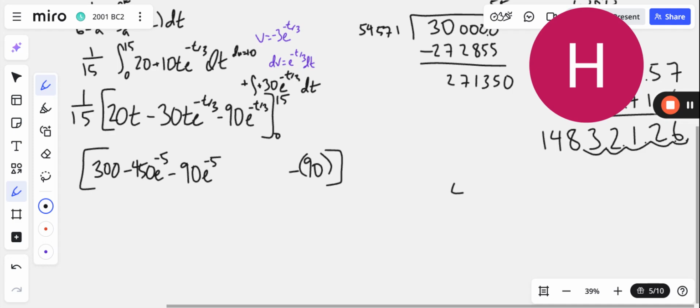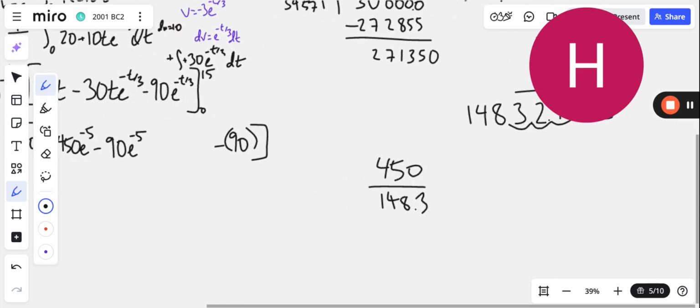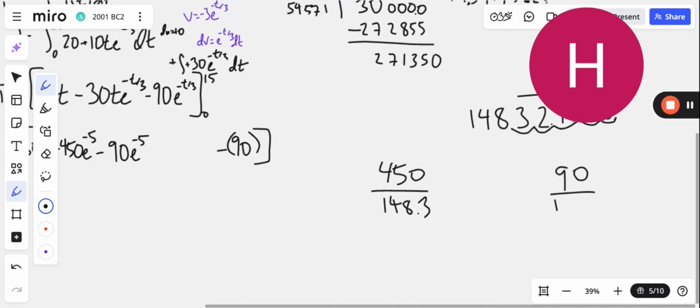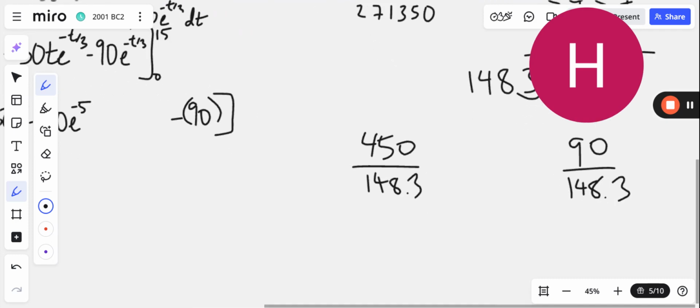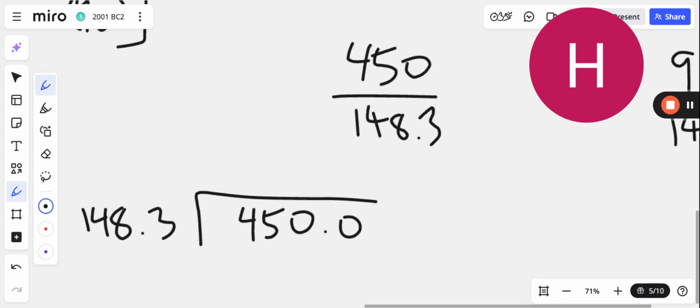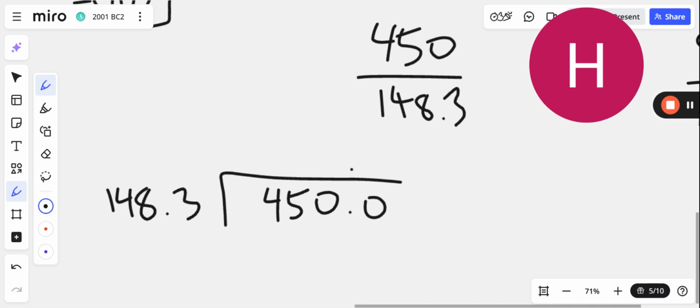So we're going to have 450 over 148.32. And we're also going to have 90 over that. But 90 over that is just whatever I get divided by 5. So that's pretty easy to do. So let's figure out what this is. 450 divided by 148.3. Okay, we can do this 3 times? I guess we can move our decimals. We don't really need any decimals there anymore. Yeah, we can do this 3 times.